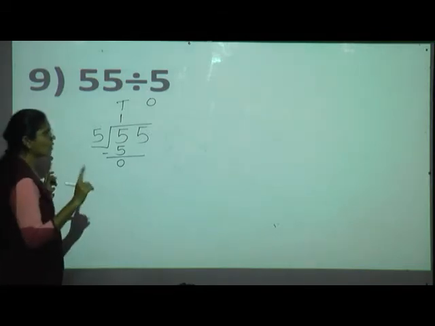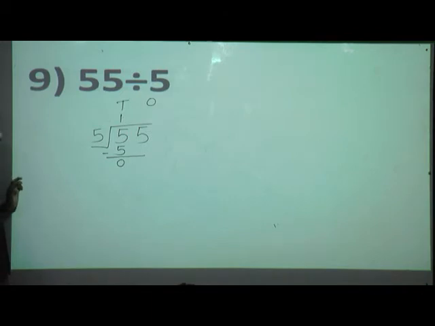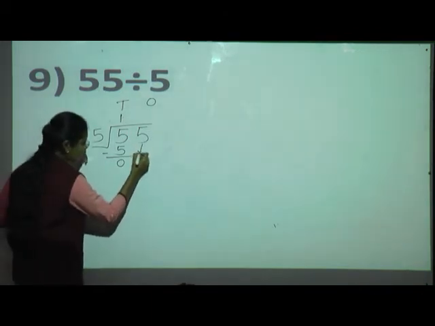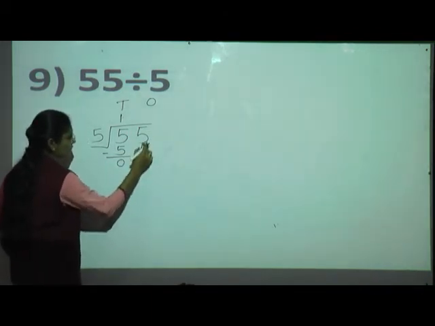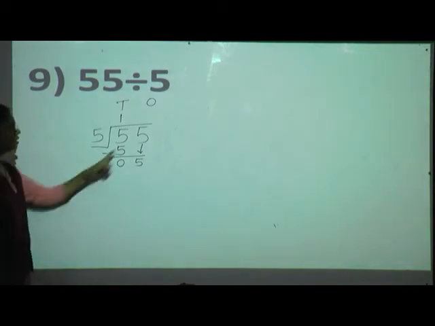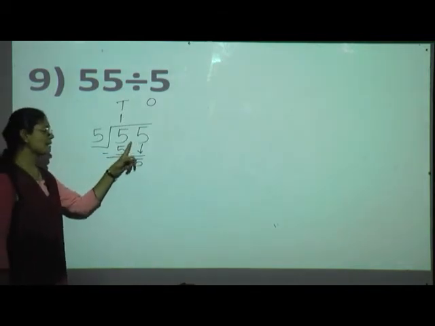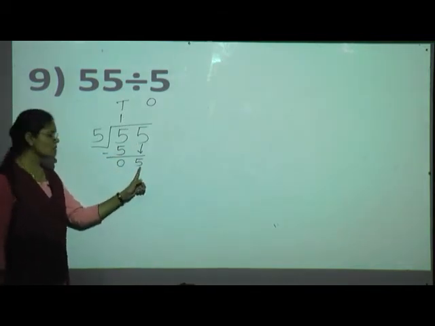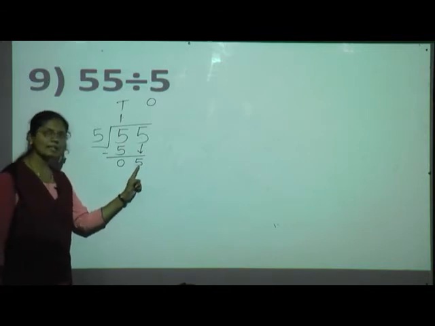In step 2, what we have to do? We have to take this number down. Here 5 is there at ones place. That number we have to take down. So here at ones place we will write 5.